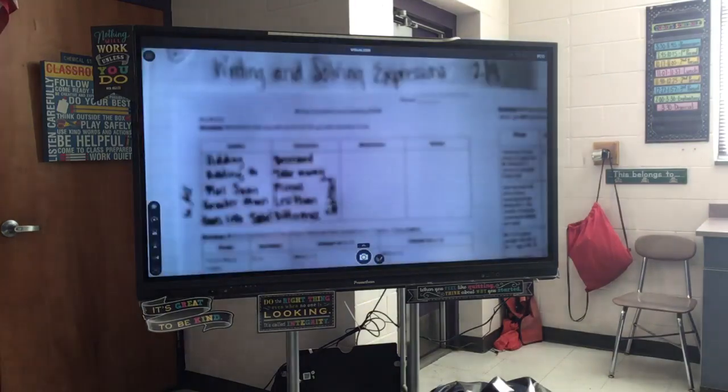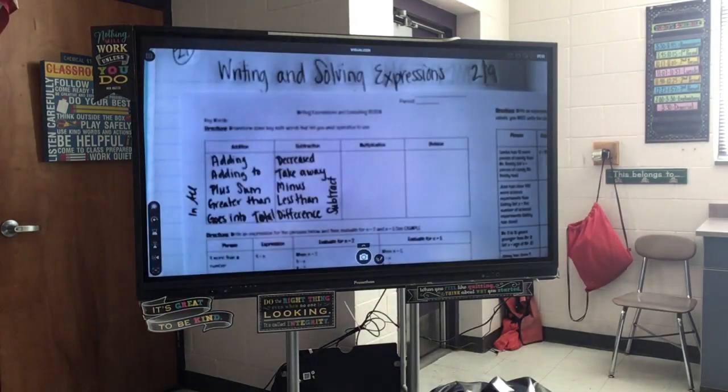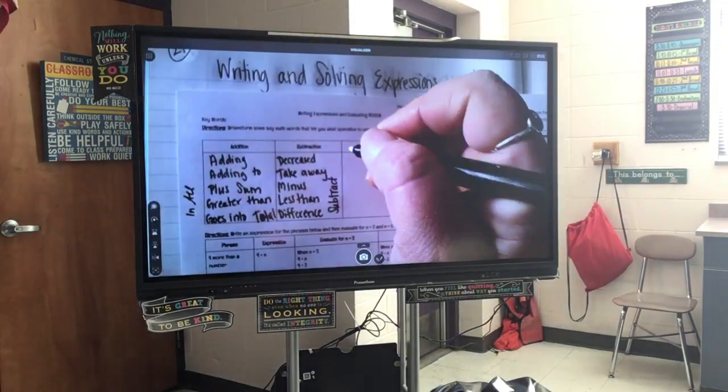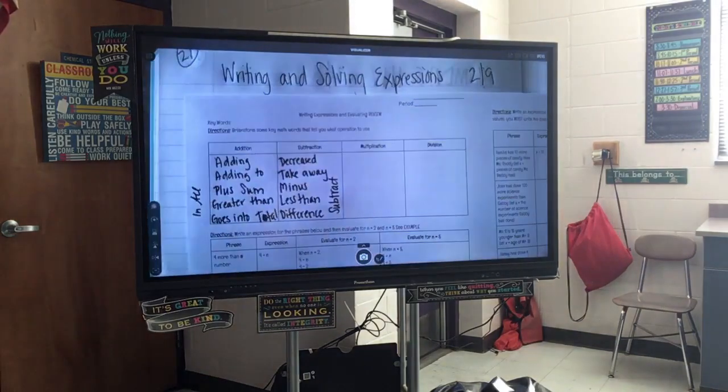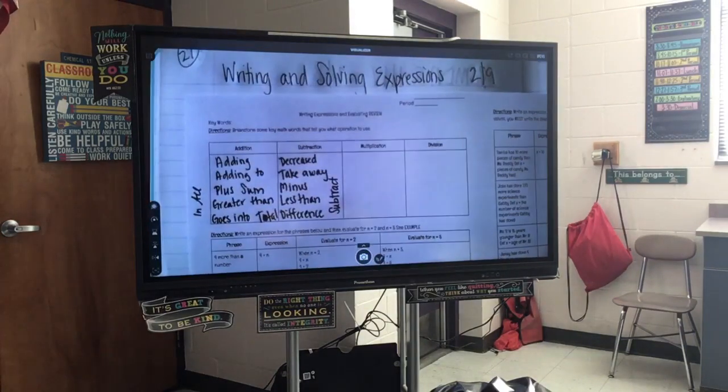Alright, what about multiplication? Okay, so I am gonna say, we're not gonna put repeated addition on here because you wouldn't say repeated addition x, would you? No. So yes, multiplication does mean repeated addition, you are 100% correct. But when we're translating expressions, we wouldn't necessarily use that, does that make sense? So what's another one your group came up with?